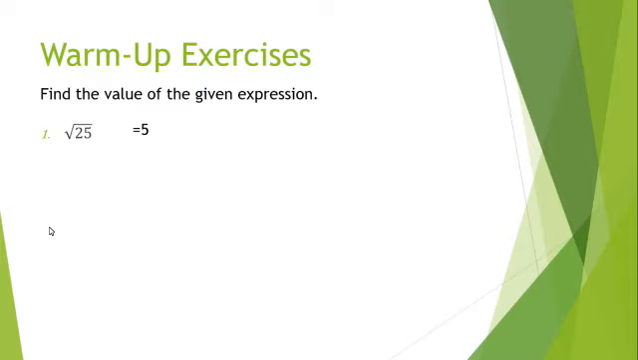Number 2, how about square root of 9? Correct, the answer is 3. Number 3, square root of 64. Absolutely correct, the answer is 8. Number 4, square root of 100. That's right, it's 10. And lastly, number 5, square root of 144. The correct answer is 12.